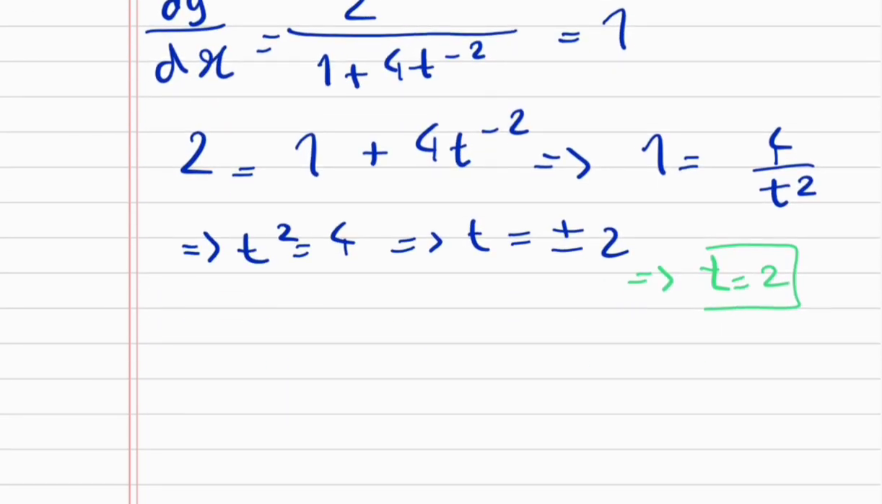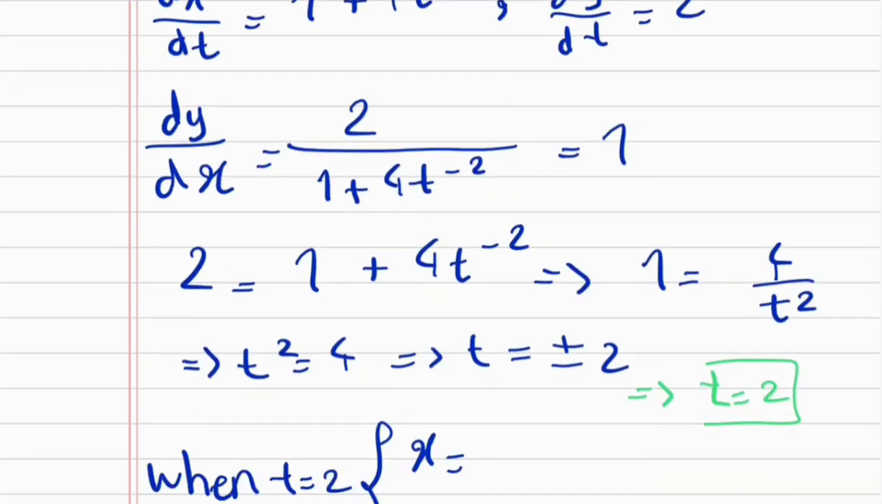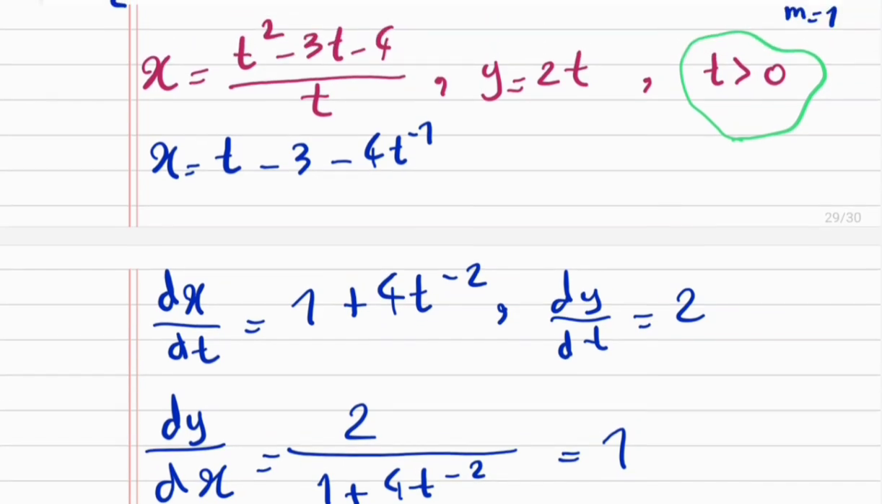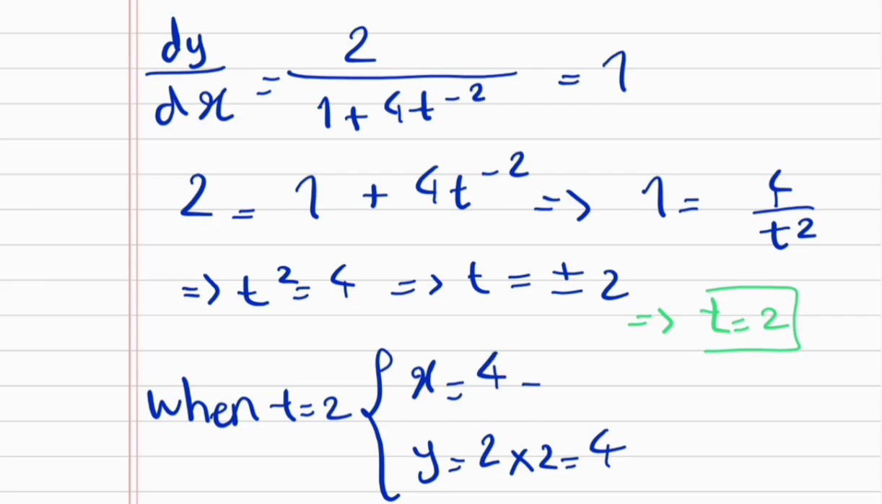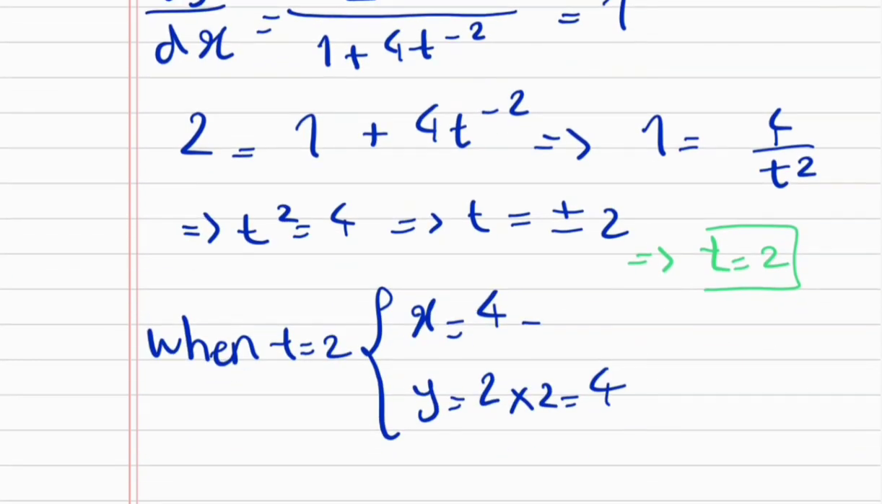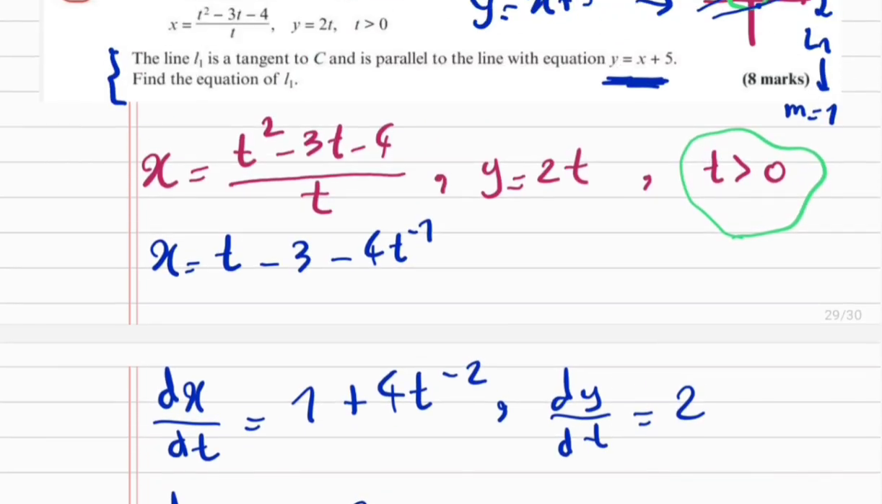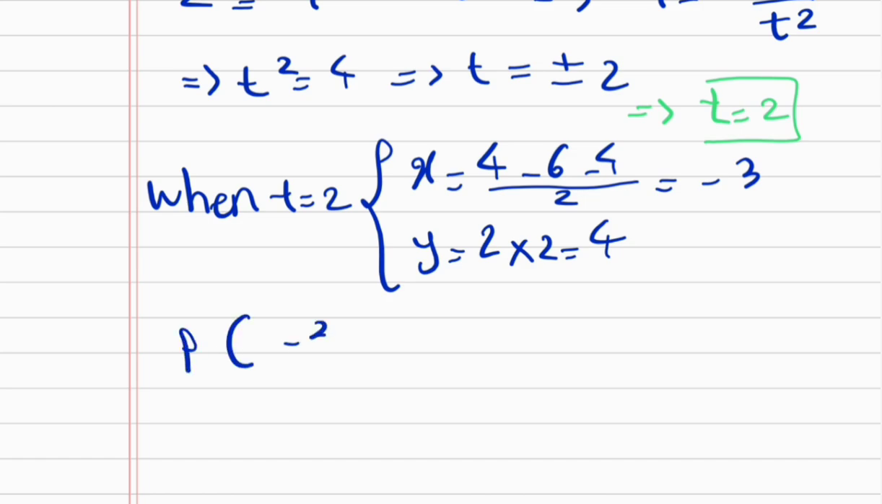So when t is equal to 2, y is equal to 2 times t, 2 times 2, which is 4. And then x is equal to, substituting t in, 2 minus 3 times... that is, 4 minus 6, minus 4 divided by 2. So this gives us minus 3. So the point here, let's say point P, has coordinates (minus 3, 4).